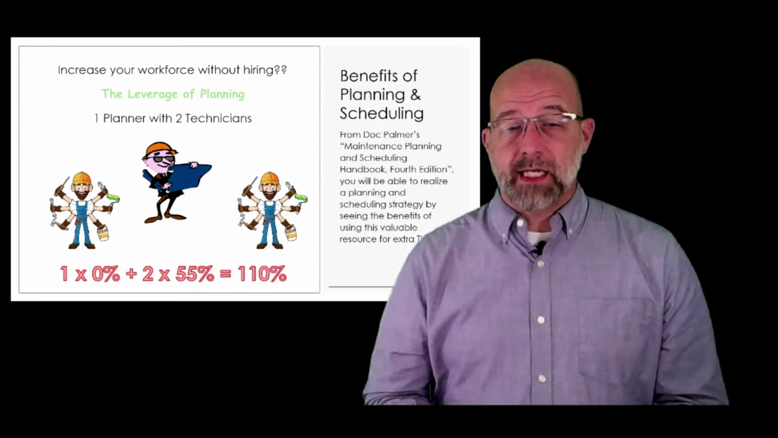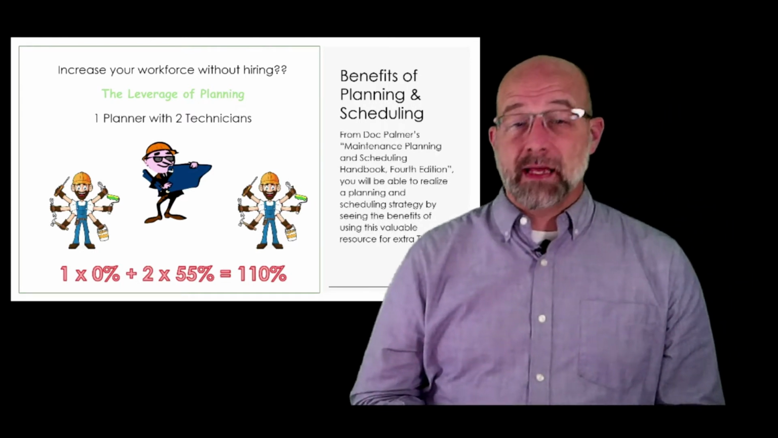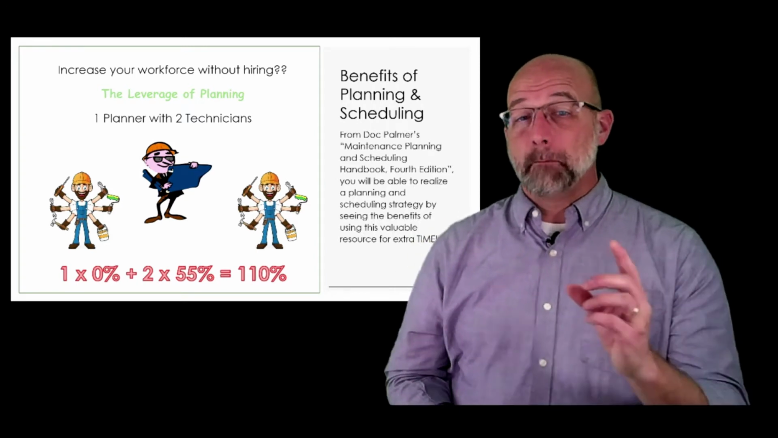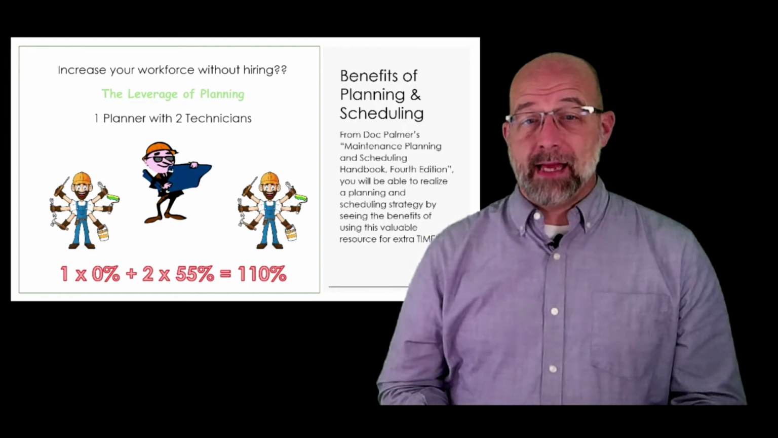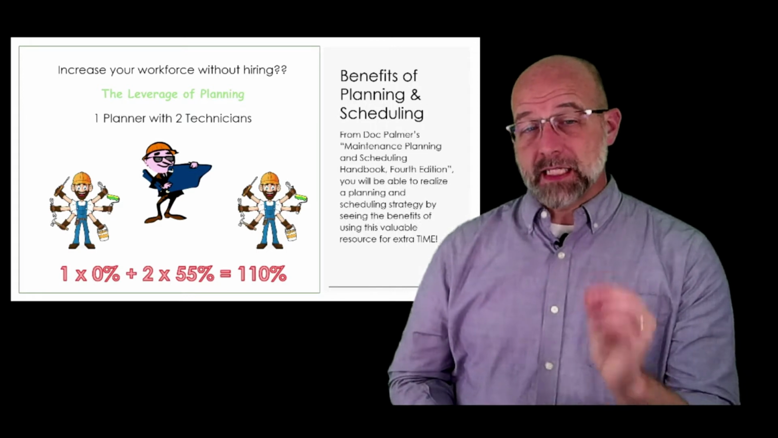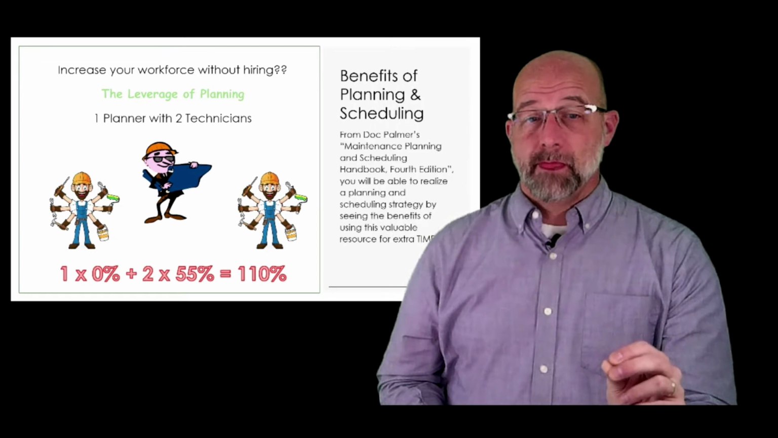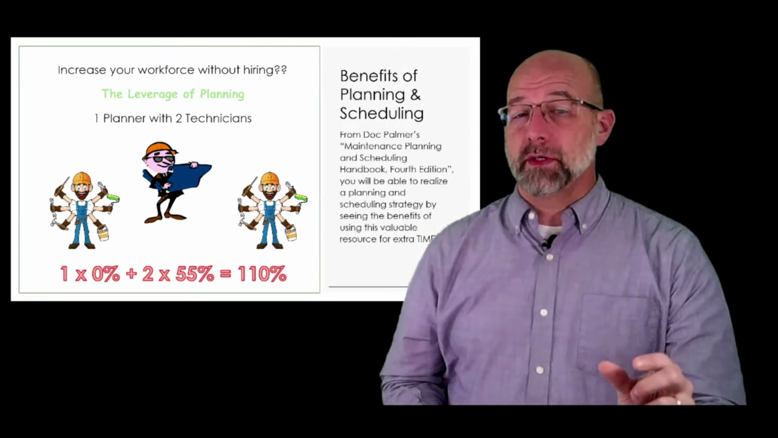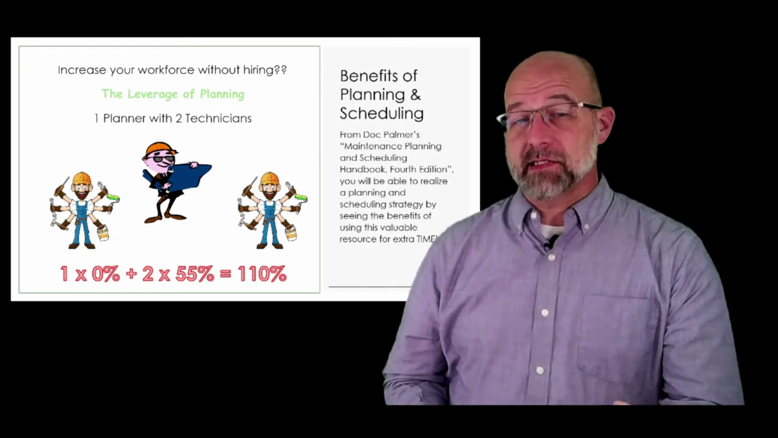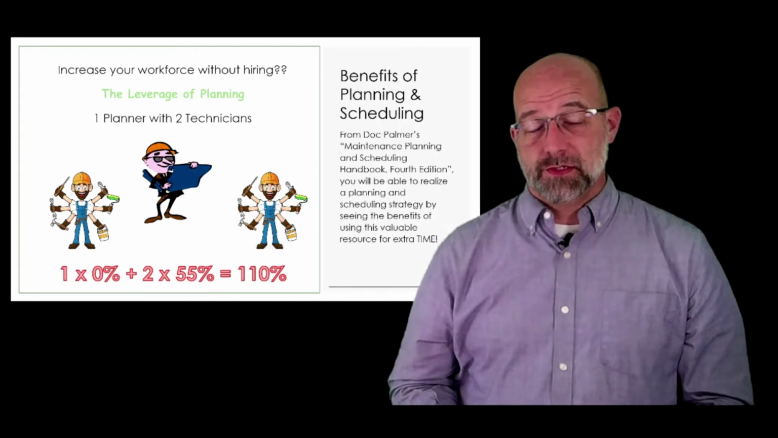That gives you two mechanics at 55% productivity level, which ends up being 110%. So I've just increased my productivity level by adding a planner and not having an extra person to do the work. Now there's some key factors in this. You have to schedule your folks at 100% because that's going to give you a talking point, which I'll show you later on with break-in work, that will help with the SLAs and give you something to have feedback with the end users.